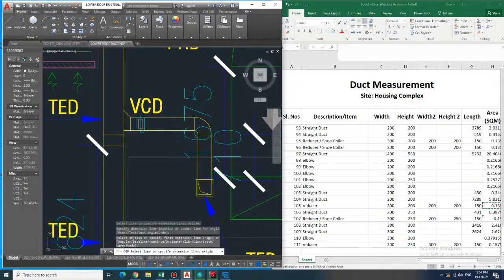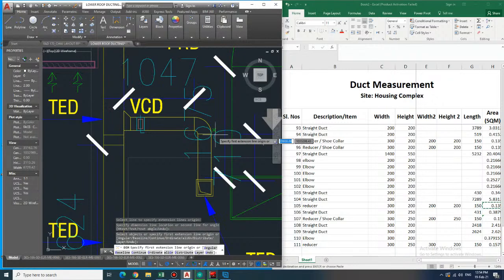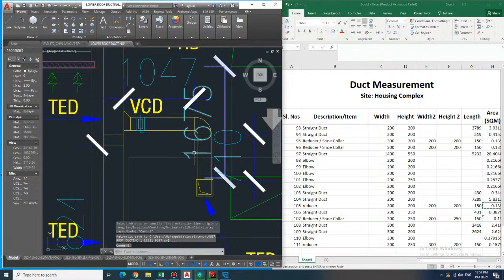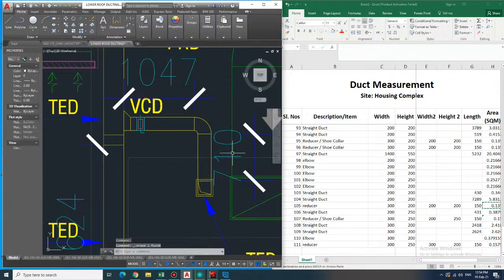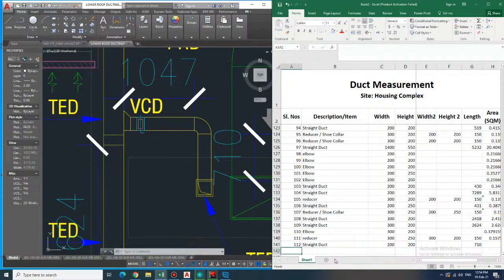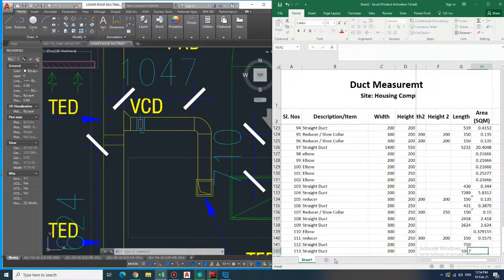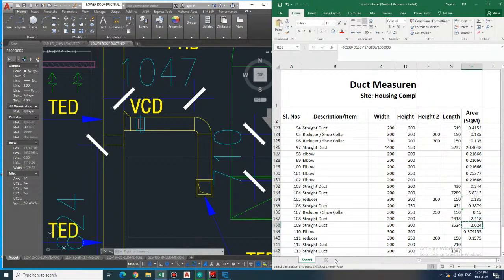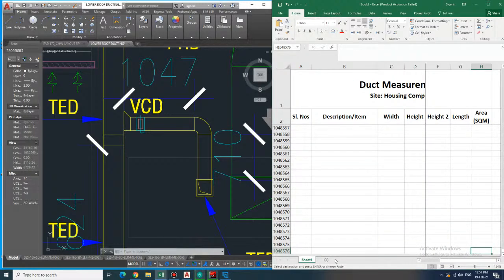710. 710 and 1047. Straight 200 by 200. 710. 200 by 200. 1047. Go to straight duct equation. Okay. Good.